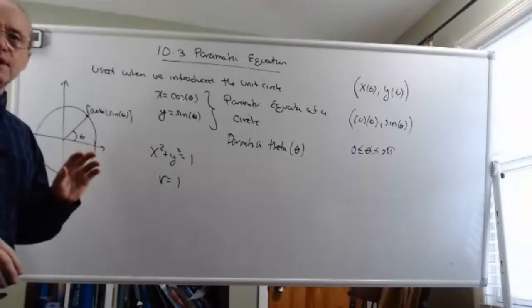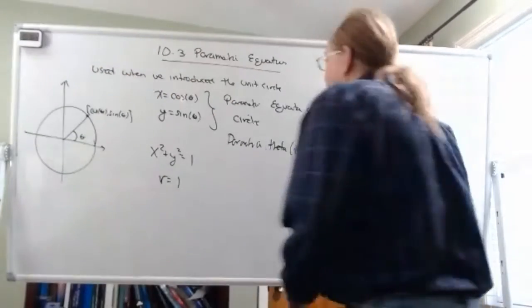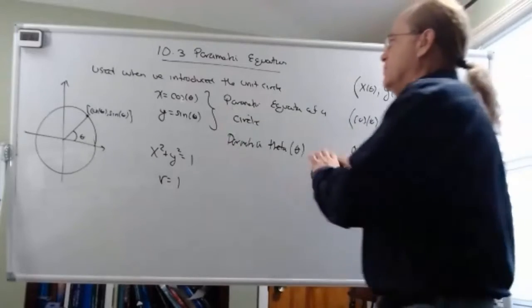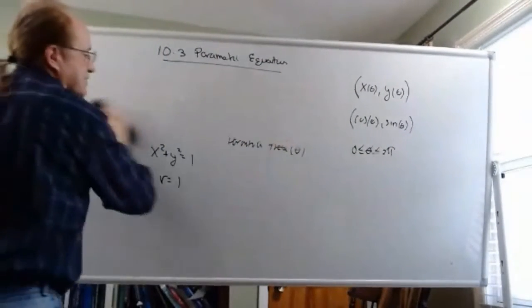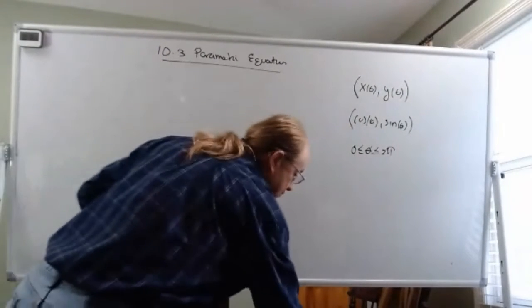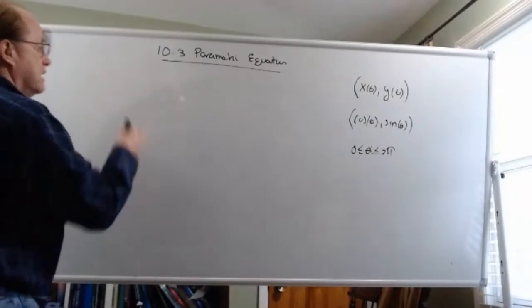Now, the benefits of this are several things. It's not unique. For example, I would get the same graph if I did this. So parametric equations, just like polar forms, are not unique.